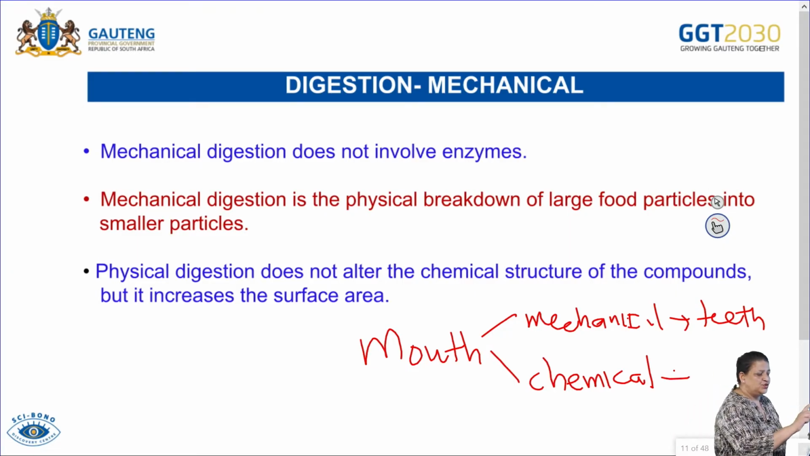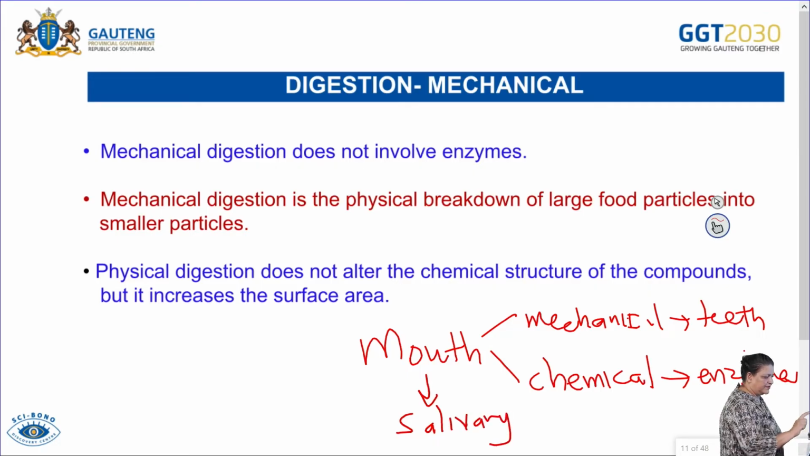So the minute you speak about chemical, you talk about enzymes. And the enzymes in the mouth come from what we call your saliva. Your saliva has an enzyme called salivary amylase.